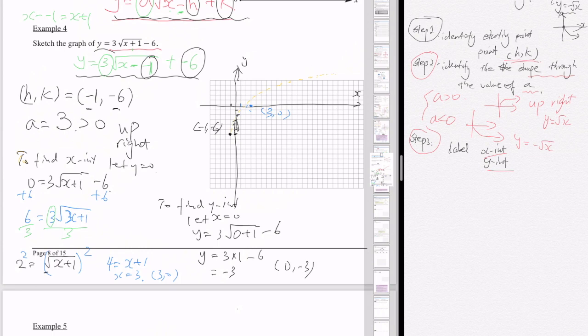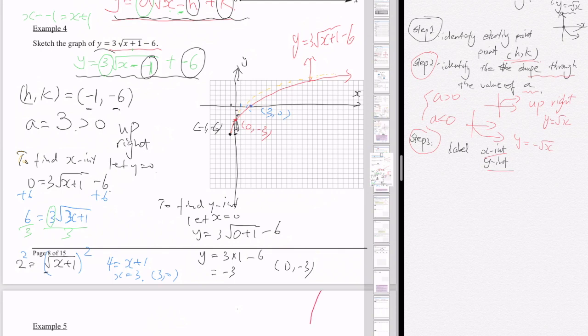Okay, so now we can label them. So (0, -3) and (3, 0), 1, 2, 3. So that's my y-intercept, (0, -3). Okay, so now we have found the x and y-intercepts, so we can just draw a smooth curve to link them together. So this one will be my graph of y equal to 3 times square root x plus 1, minus 6.